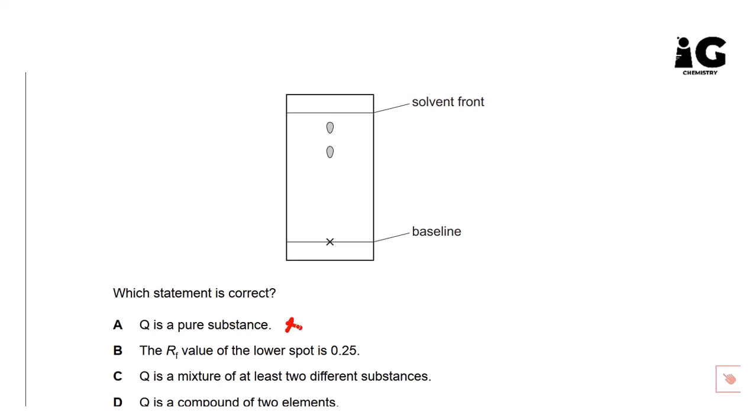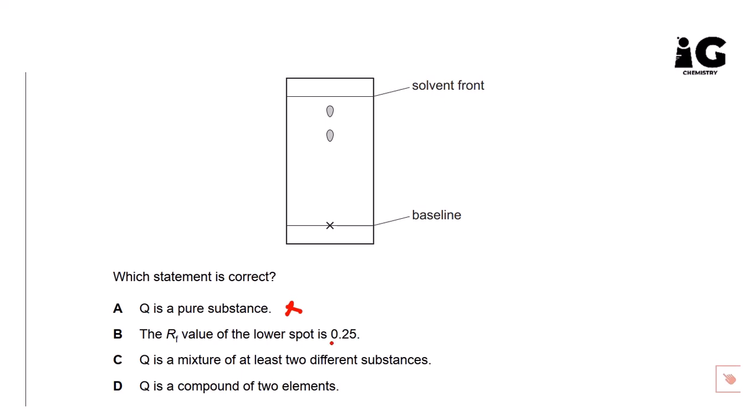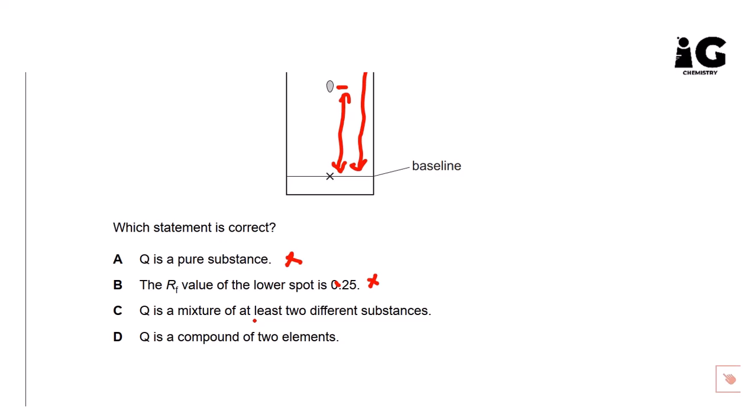The Rf value of the lower spot is 0.25. So this is the lower spot, this one. And if we take a line to the baseline, and then another line to the solvent front here, and divide these values, I think the value is not 0.25, it seems to be more than half, so this is also not correct. And letter C, Q is a mixture of at least two different substances. Yes, it's a mixture because we have two. This is true.